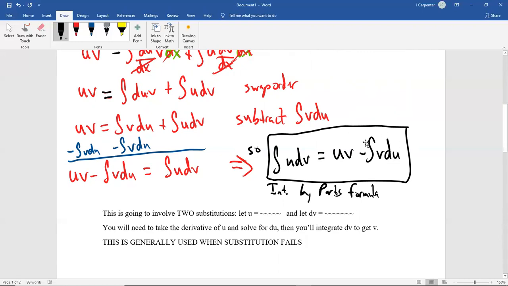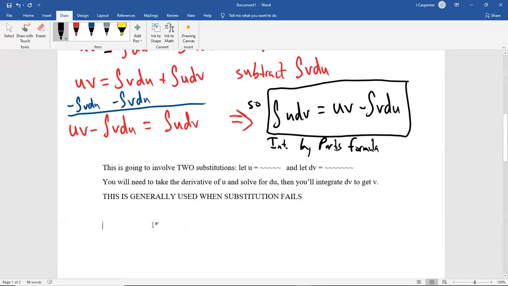That's what we're hoping. We're hoping that we'll turn an integral that we have no idea how to handle into part of something that's already been handled for us, and then another part that'll be much simpler. So let's do one example. Let's try this out.